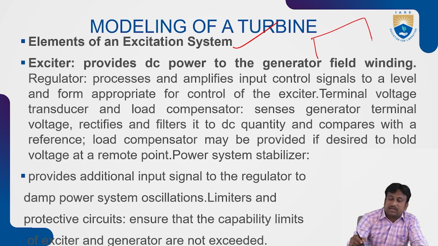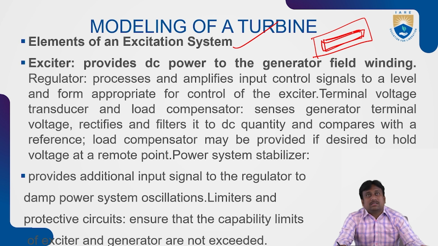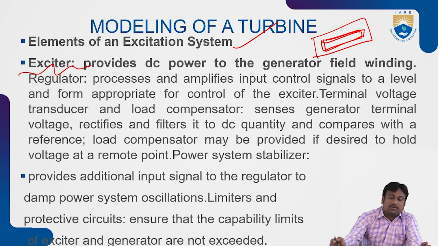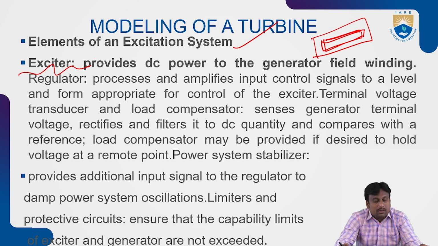And here are some of the elements that an excitation system contains. Basically, excitation systems are connected to the turbine, and they are connected by one of the major components called the exciter. So what is an exciter? It provides DC power to the generator field winding.